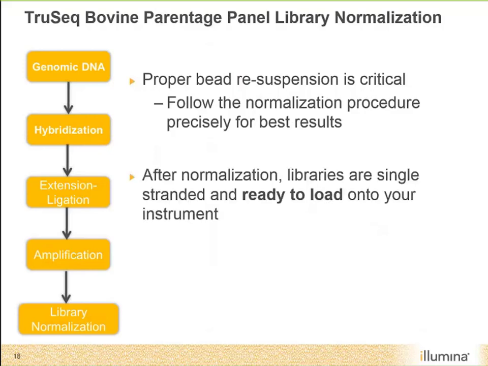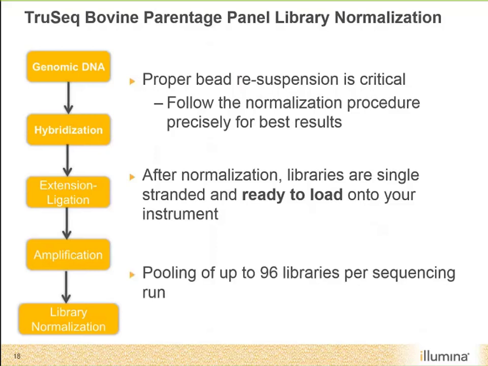Another key point to keep in mind is that after the libraries are normalized with bead-based normalization, they're single-stranded and ready to load onto your instrument. So if you decide to run these on a bioanalyzer or fragment analyzer and don't see anything, don't worry, they're single-stranded, and the bioanalyzer will pick up double-stranded DNA. Because of the flexibility and the ease of bead-based normalization, you have the capability of pooling 96 samples or libraries per sequencing run.